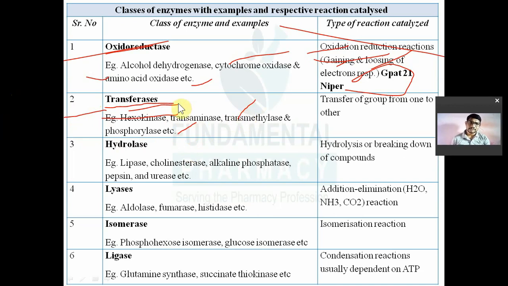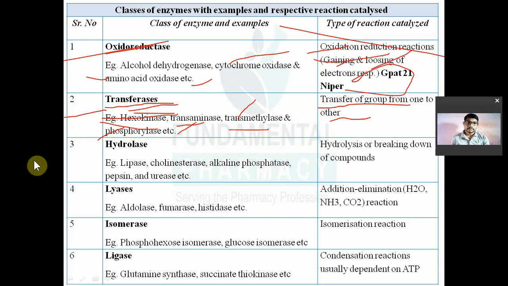Hexokinase, you might have seen in the biochemistry of carbohydrates, metabolism of carbohydrates. In glycolysis, the very first enzyme, hexokinase, will convert glucose into glucose 6 phosphate. 6 phosphate means a phosphate group has come on the 6 position. So hexokinase is involved in the transfer of a group. It will transfer a phosphate group to glucose. Transaminase will transfer the amino group. Transmethylase will transfer the methyl group. Phosphorylase will transfer the phosphate group again. So these transferases transfer one group from one molecule to another.